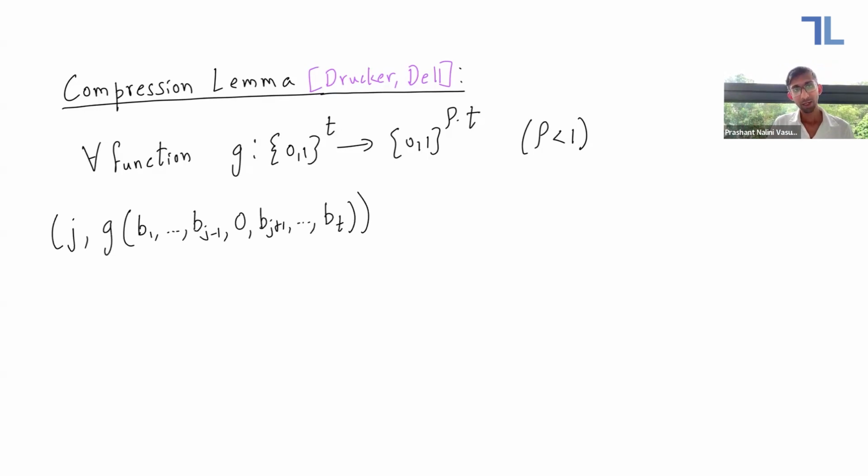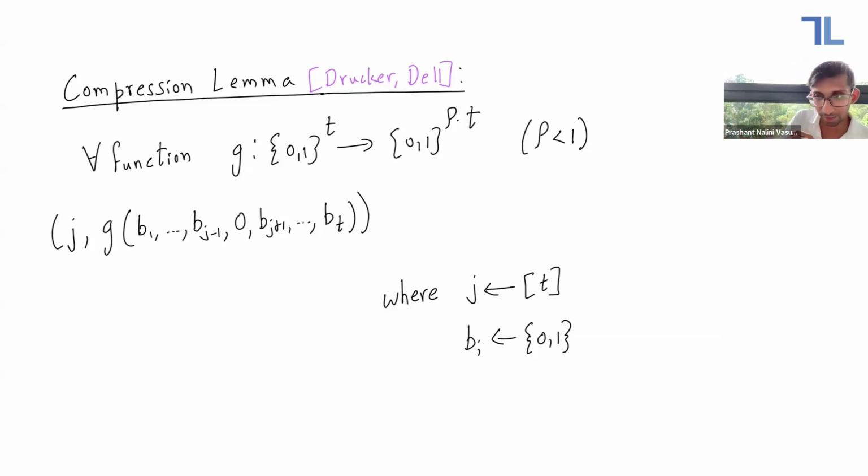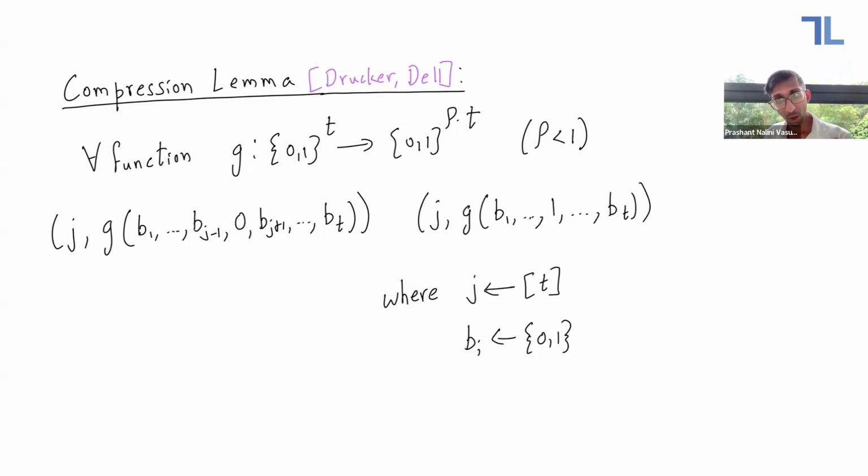What they say is that if you look at this distribution where I take my G and apply it to some B1 up to BT, where all of the B1 to BT are uniformly random strings, except I pick a random location and set it to 0. And I also tell you what the location is. Okay, so I have this function that's shrinking. I pick a random location, random input coordinate. All the other inputs are random bits, but this one bit I fix to 0. And I also tell you which bit I fix to 0. So I either give you this or I do the same thing, but I fix that bit to 1. And what this lemma says is that these two distributions are statistically close.